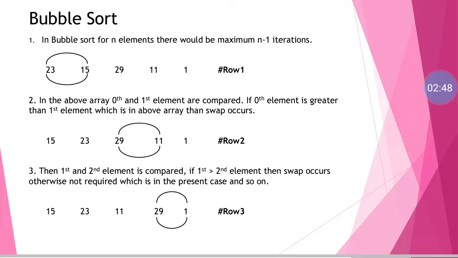In case you see row 3, after the first and second elements, the third and fourth elements will be compared. Obviously 29 is greater, so it will be swapped. So you can see we have come to the end of the list. So here the first iteration is over, right?